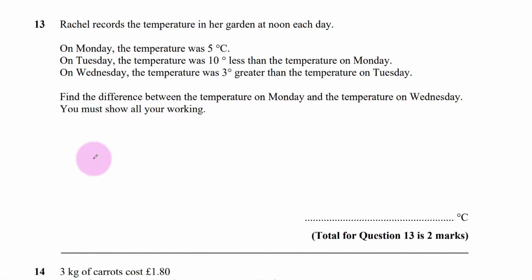Question 13. Remember to pause the video whenever you need to. And let's have a read. Break this question down. Okay. On Monday the temperature was 5 degrees. On Tuesday the temperature was 10 degrees less than the temperature on Monday. So 10 less than 5.